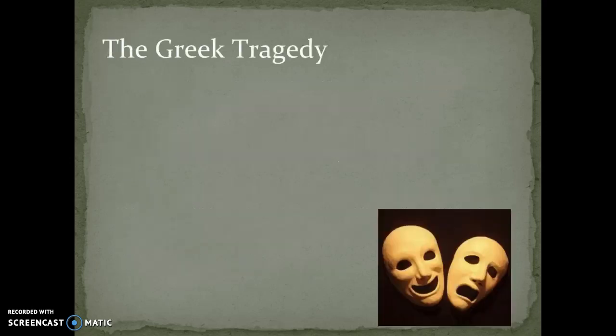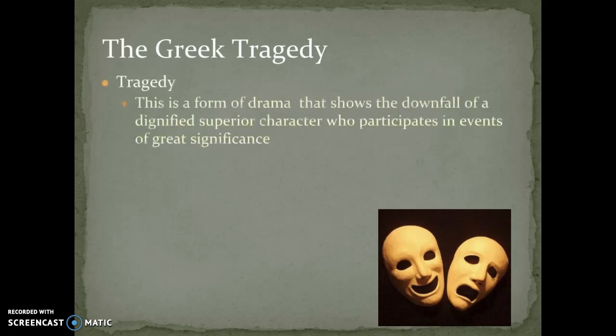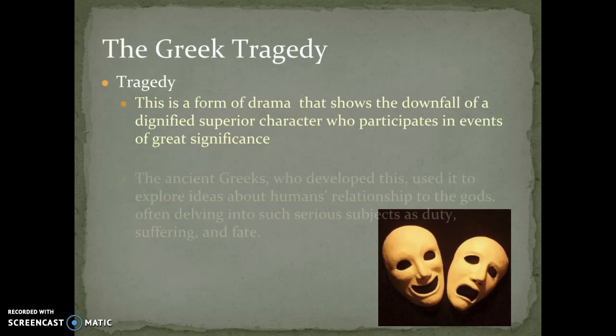So let's get into the actual Greek tragedy itself, the information that you need to understand there. So tragedy is a form of drama that shows the downfall of a dignified, superior character who participates in events of great significance. So we're dealing with someone who is of high rank and who has sway in their community. They could be a ruler, or they could just be somebody who has a lot of power.